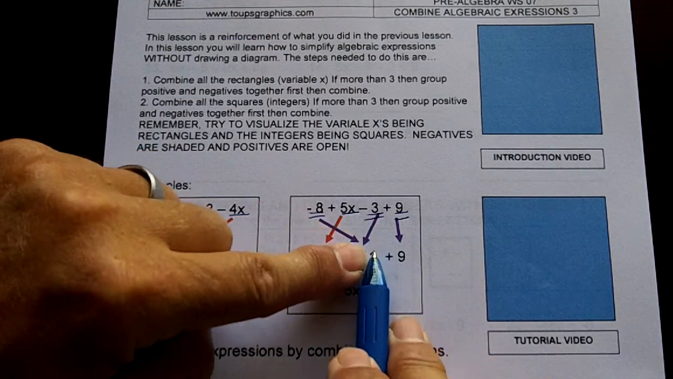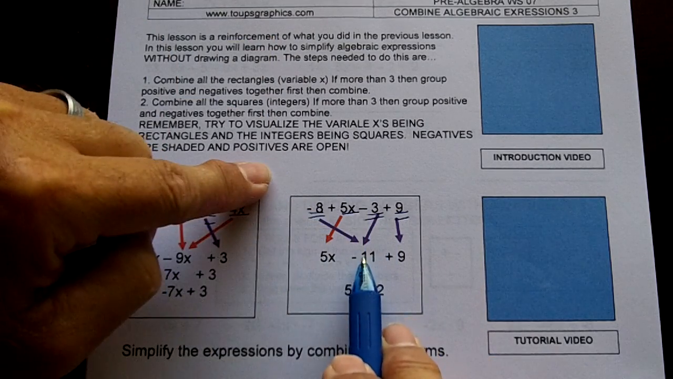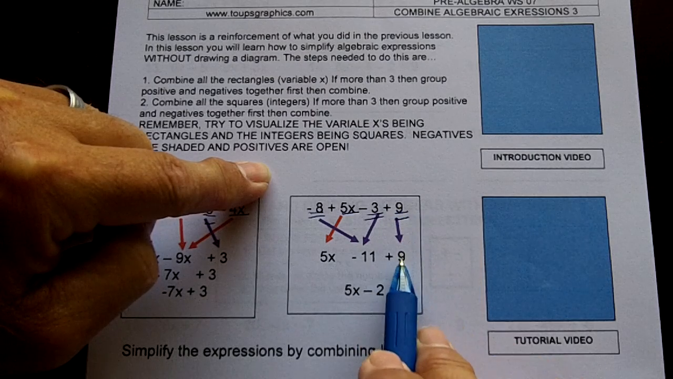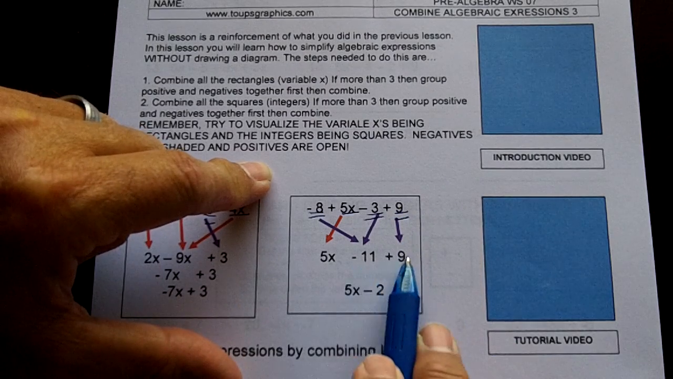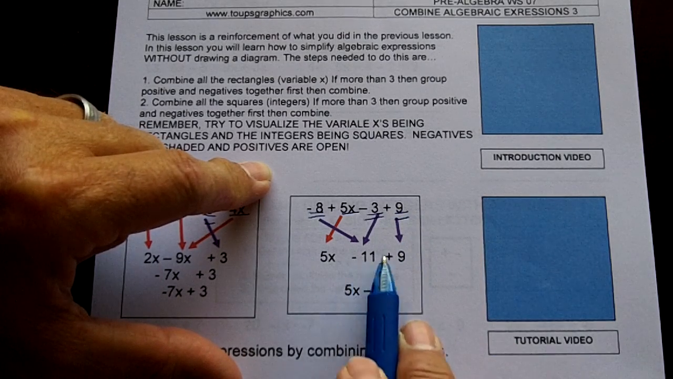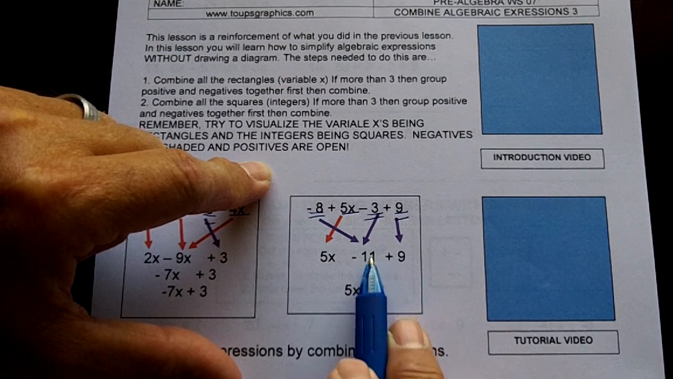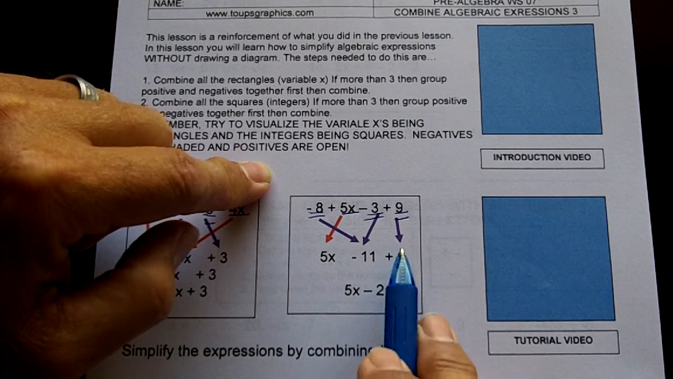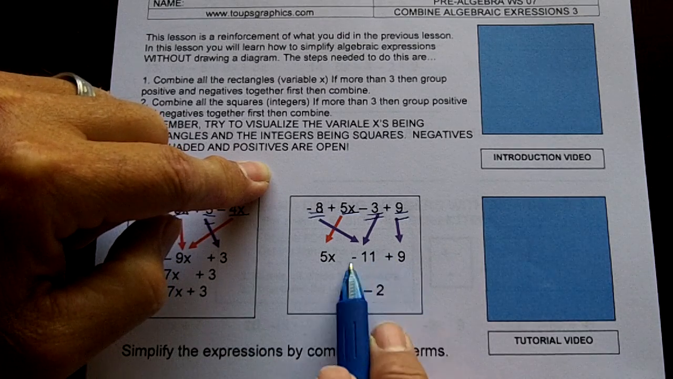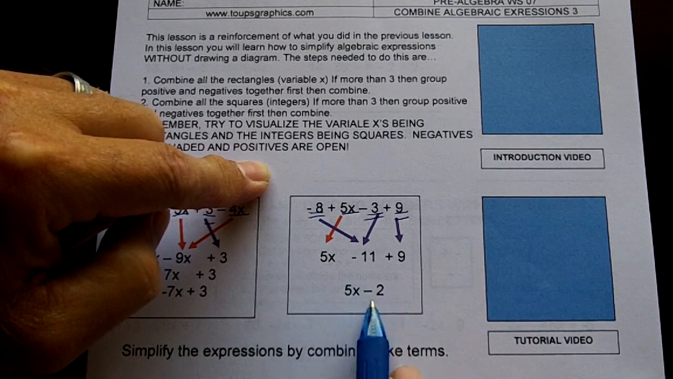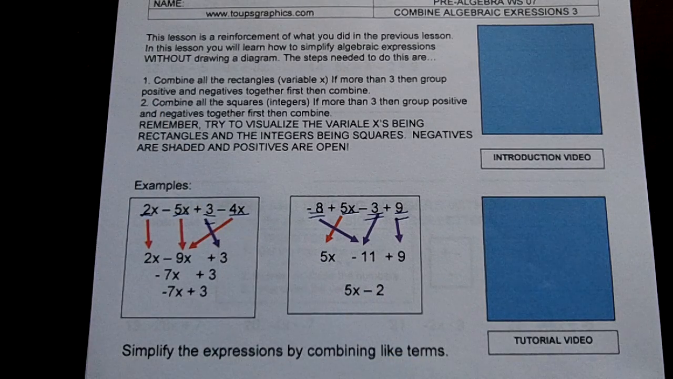These are both shaded, so I'm going to group them together first. I have 11 shaded squares, and I have 9 open squares. Now I could group these two, can I? So I have more 11s than I do 9, so the 11 is negative, it drops. I'm going to take 9 away from 11 and get my 2. I'm subtracting here because I have opposite signs, right? So my final answer will be 5x minus 2.